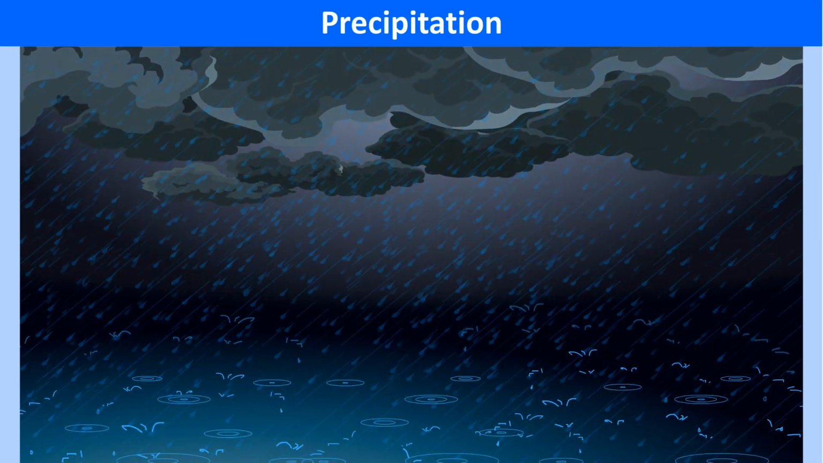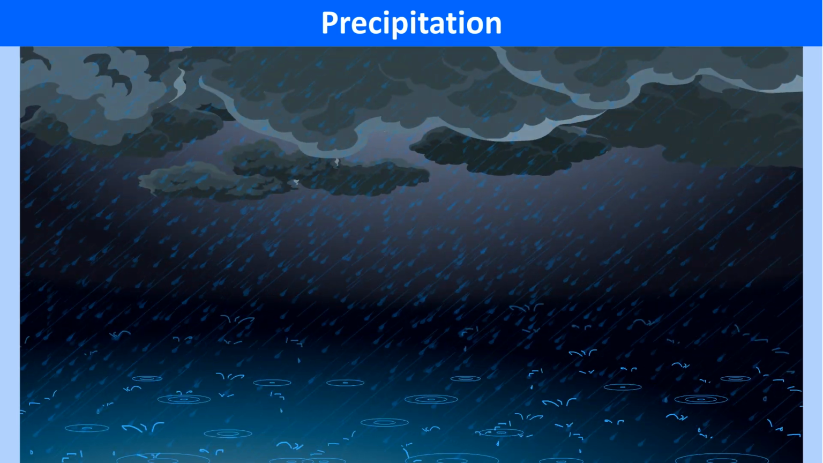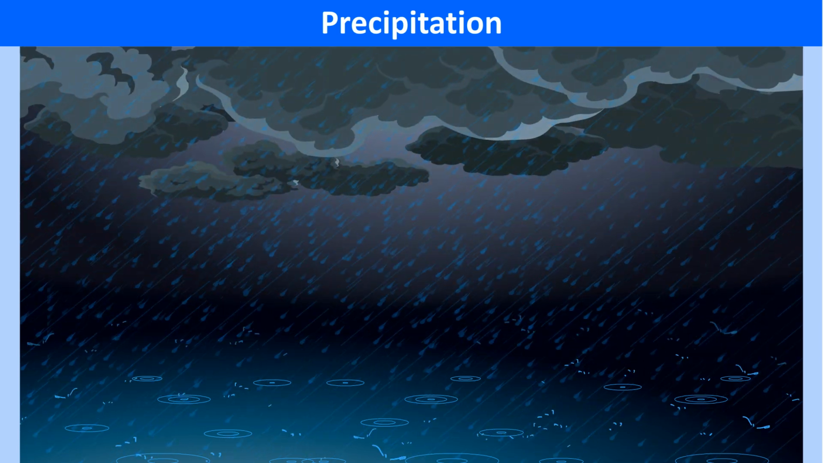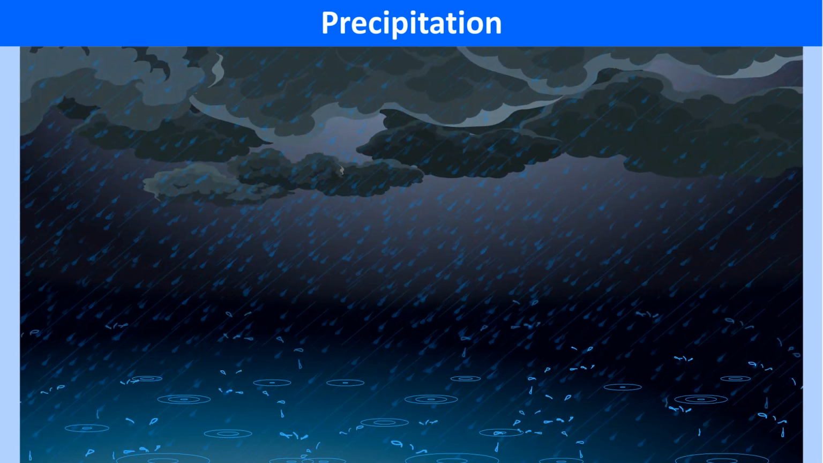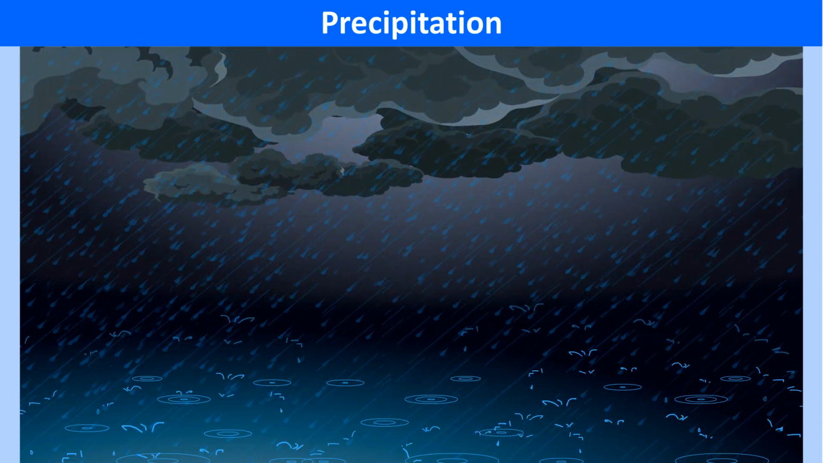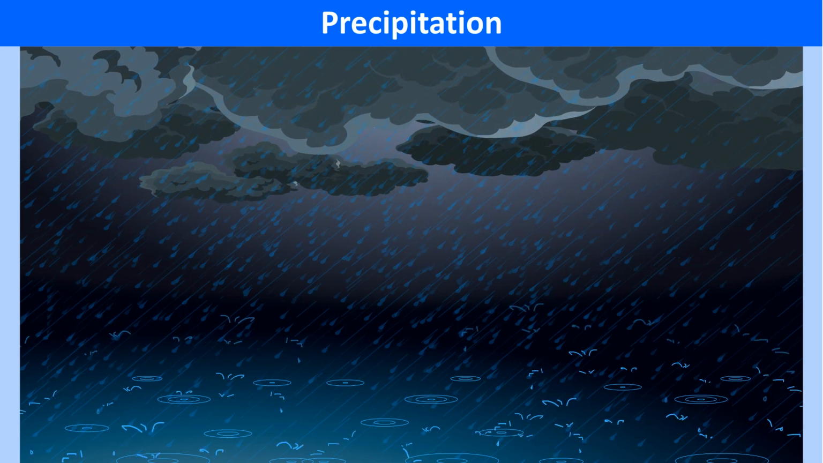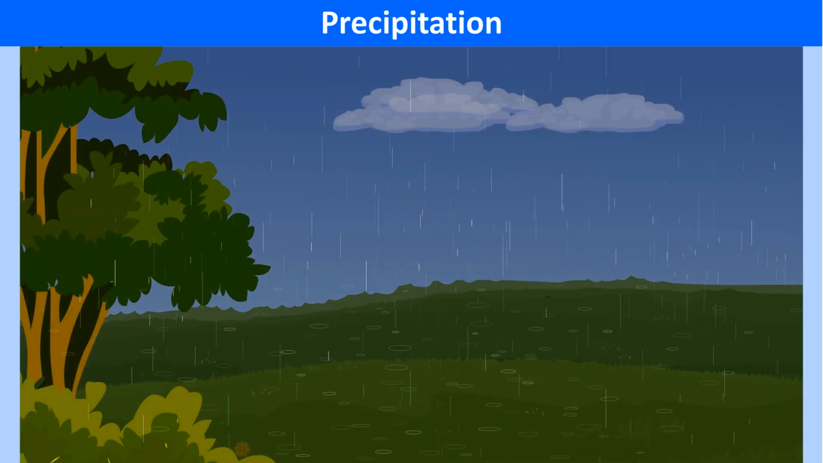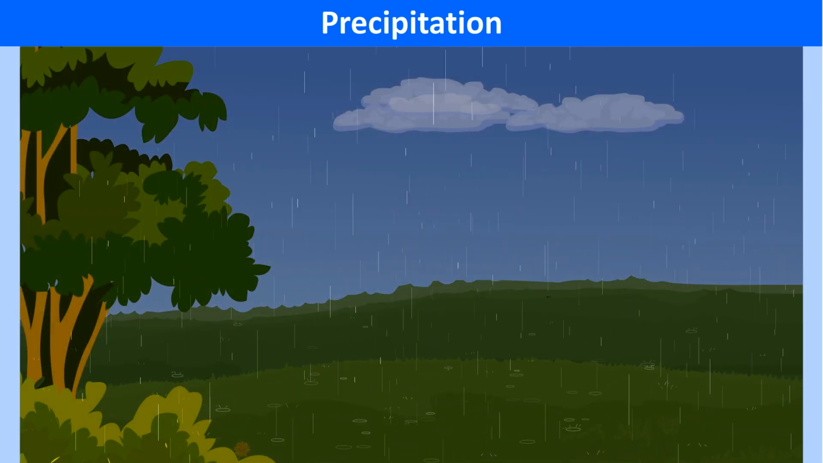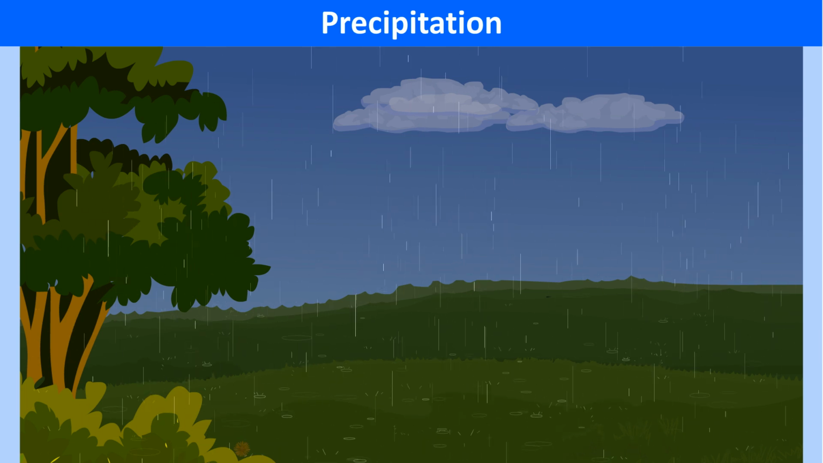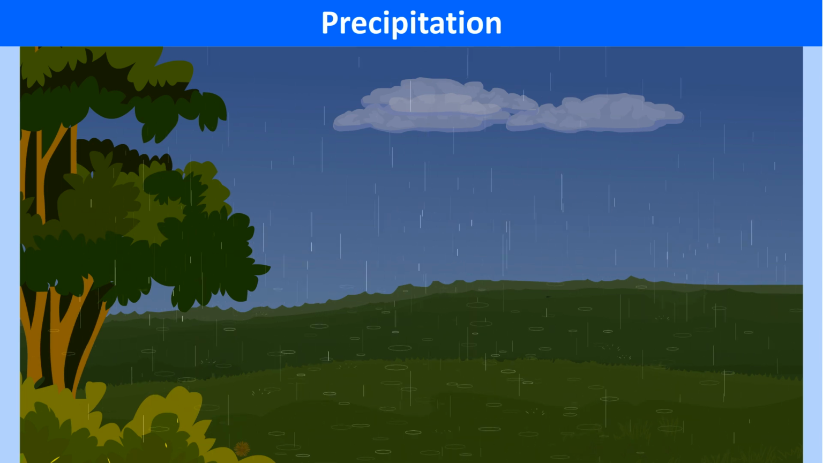Precipitation. Sometimes the water droplets within clouds become too heavy to stay suspended in the air. As a result, they fall on the ground as rain, snow, hail, or sleet. These are all varied forms of precipitation. The instrument used to measure precipitation is called a rain gauge. Rainfall is the most common form of precipitation. The three major kinds of precipitation are relief, convectional, and cyclonic.